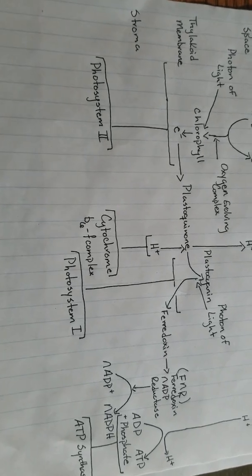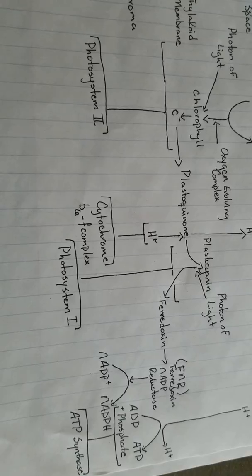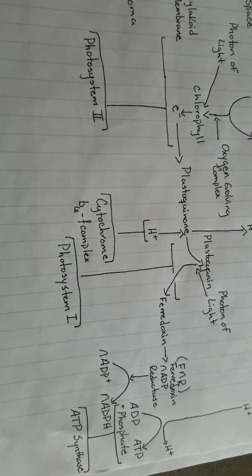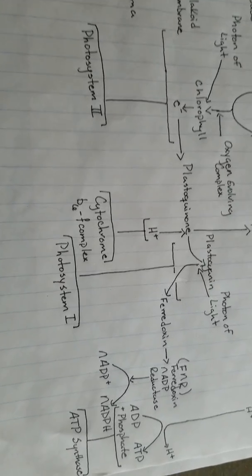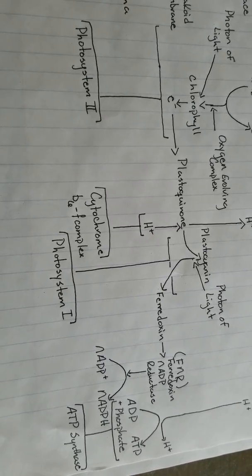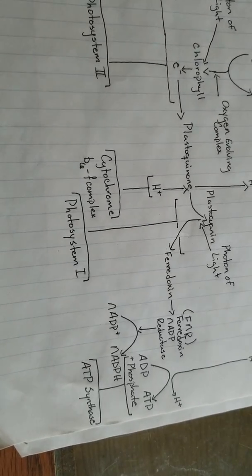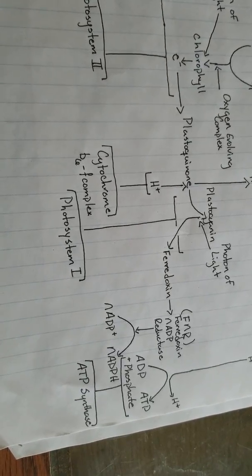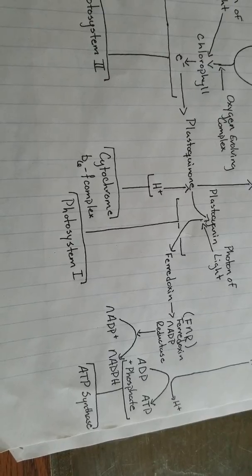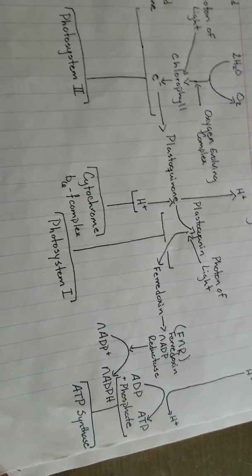From there, you're going to go to ferredoxin, and ferredoxin is going to go to a process of ferredoxin NADP reductase, which is the last enzyme in the transfer of electrons. From there, you will see the NADP plus evolve into NADPH. It's basically going to add a hydrogen.